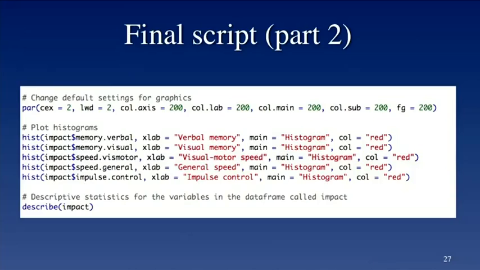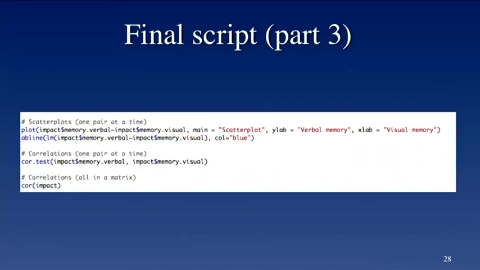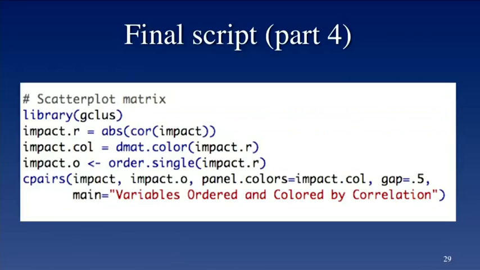I did descriptives using the describe function. You should be getting used to those by now. Scatter plots, this was new. We used plot, lm, and abline. And then correlations, we could use the cor.test function or the cor function. And then finally, I'm showing you the code that I used to get that fancy graphic.